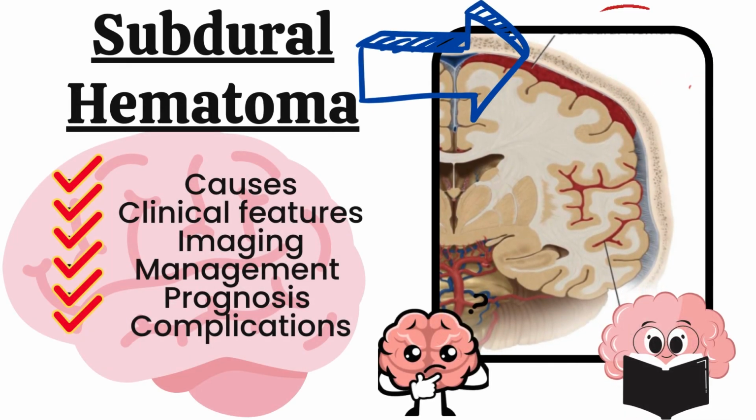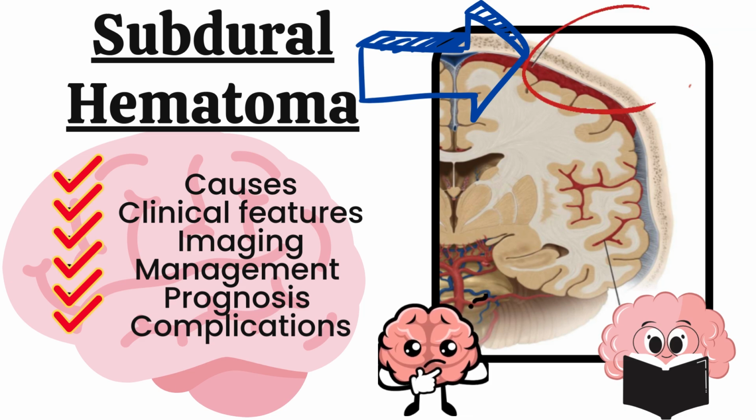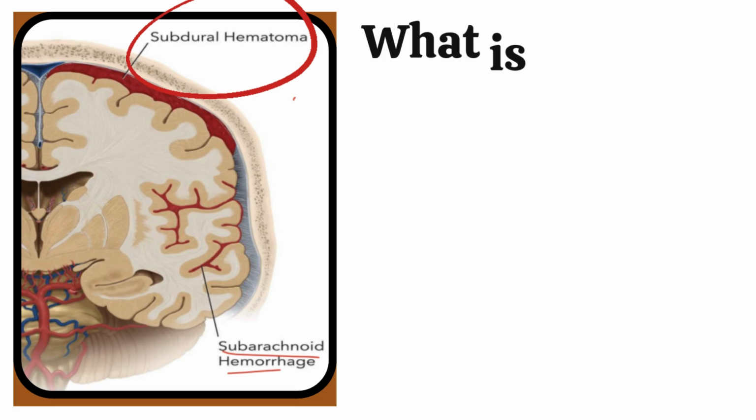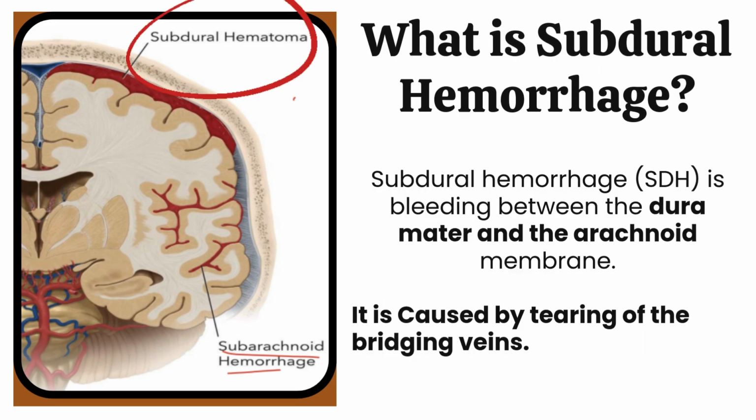In this video, we will discuss subdural hematoma, its causes, clinical features, imaging, management, prognosis and complications. What is subdural hemorrhage? Subdural hemorrhage is bleeding between the dura mater and the arachnoid membrane. It is caused by tearing of the bridging veins.